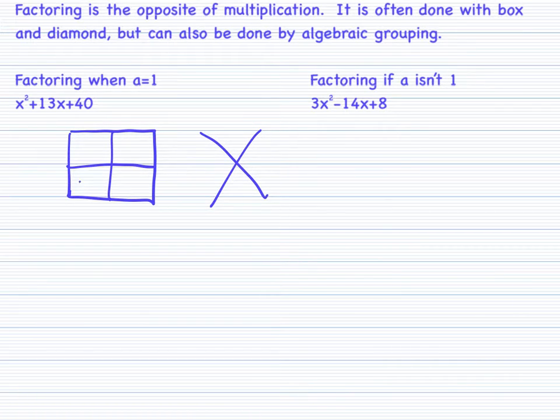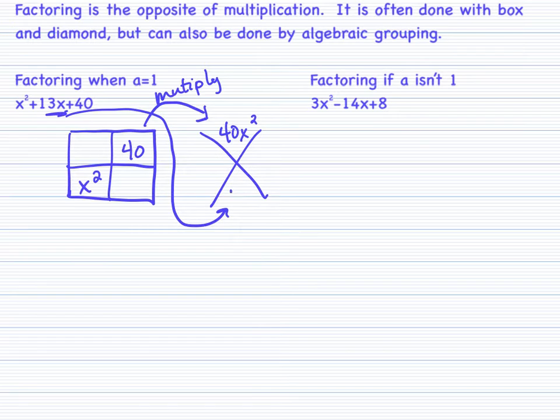So you start with your first term, x squared, and your last term, 40. I'm going to take those and I'm going to multiply them. So I get 40x squared. I'm going to take my middle term, 13x. I'm going to put it down here. So then what I need is two numbers that multiply to give me the top and add to give me the bottom. So I need my factors of 40.